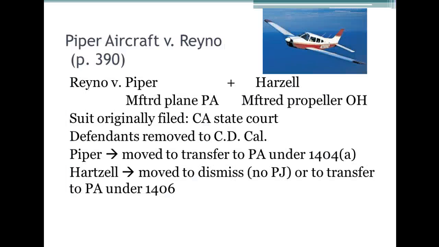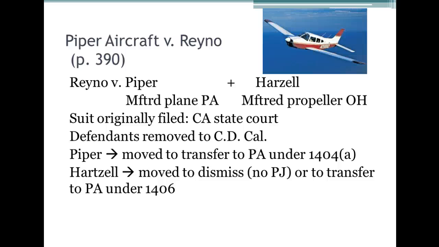All right, so let's get into the Piper Aircraft case itself on page 390. So the hypos that I've posed basically tracked the actual facts of Piper. Reno is the legal representative of the heirs of Scottish passengers who were killed in this plane crash in Scotland.